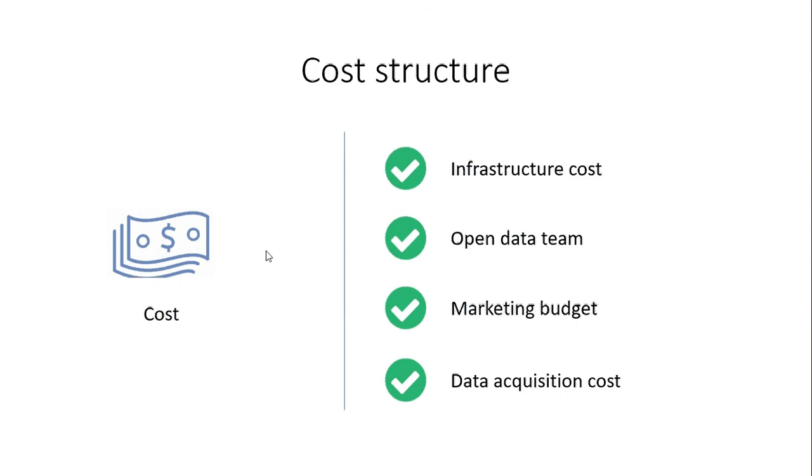And the second one comes to the people aspect of it. Your open data team needs to be funded for the continual running of your open data program. So that's another important cost. The third one is your marketing budget.